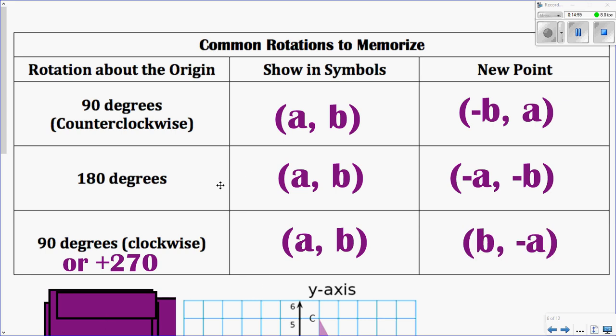So just to help you remember it a little bit better, with 90 or negative 90, the letters will switch. With 90, you will have the negative B first going counterclockwise, and then with clockwise, your last one will be negative. The A will be negative. 180 is the only one that keeps the same position, but it just gets negated.